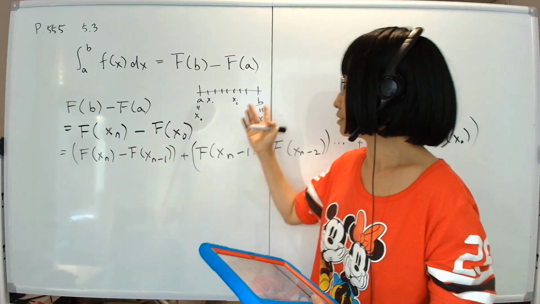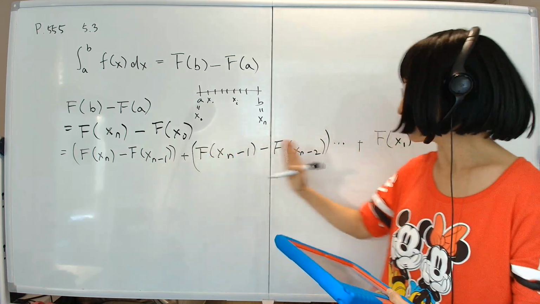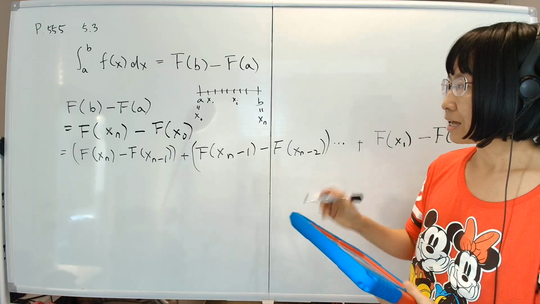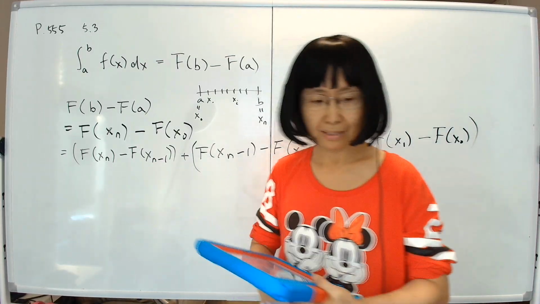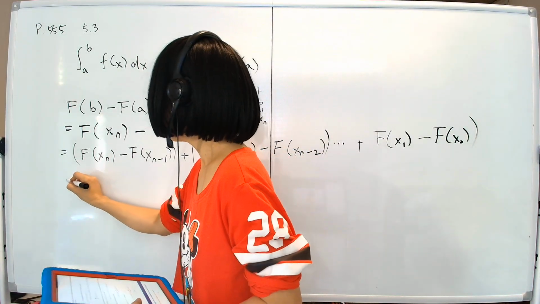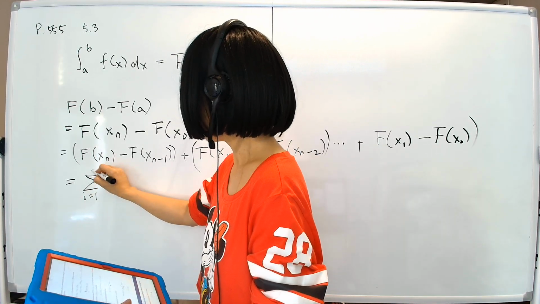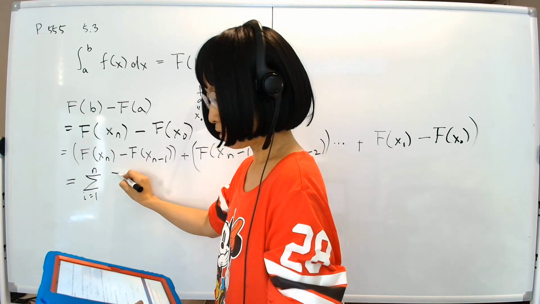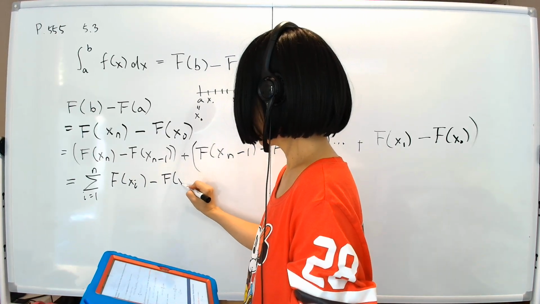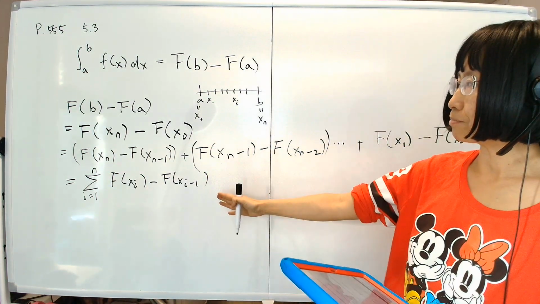So this is the first part, and then the second. See, each one is subtracted. We add and subtract the same thing all the way through, so we're basically building the Riemann sum. Okay, and so that's equal to that, and next that would be equal, we'll use the summation symbol, to the sum from i equals 1 to n of F(xi) minus F(xi-1). All right, so if you were to add that up, that's what that is.